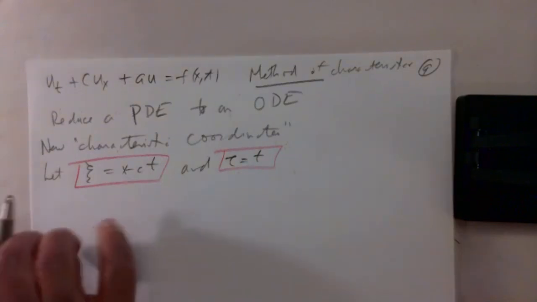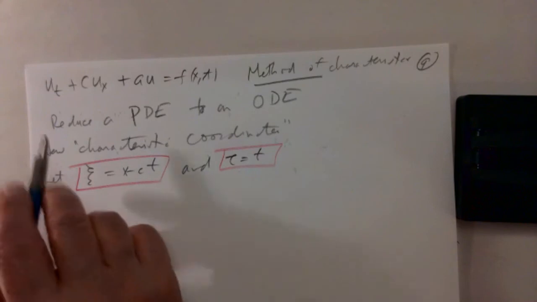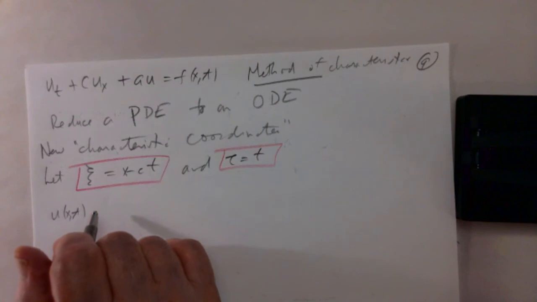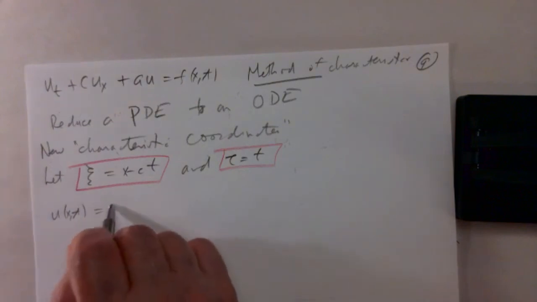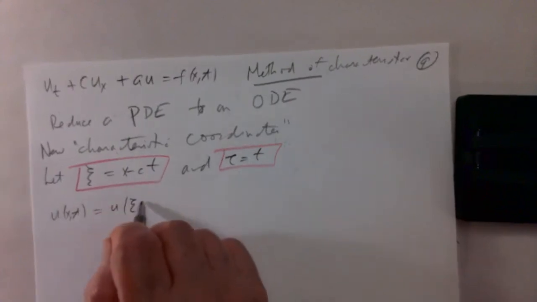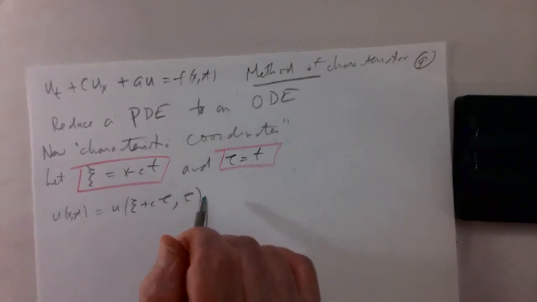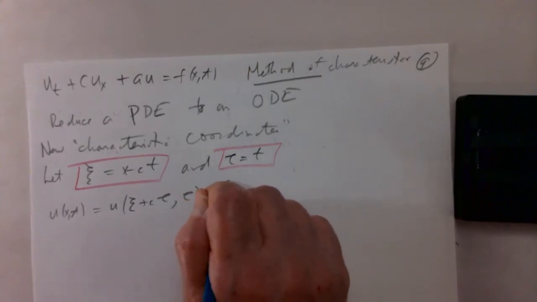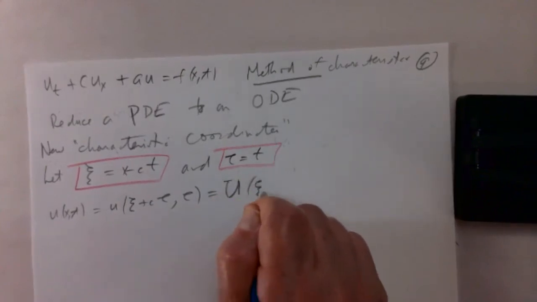So remember, we start with a function that we're trying to find, u of xt. Well, what's the relationship between the new variables and the old variables? x is xi plus ct, which is tau, and t is tau. So this gives us a new function. So let's call this a function I'll call capital U of xi and tau.